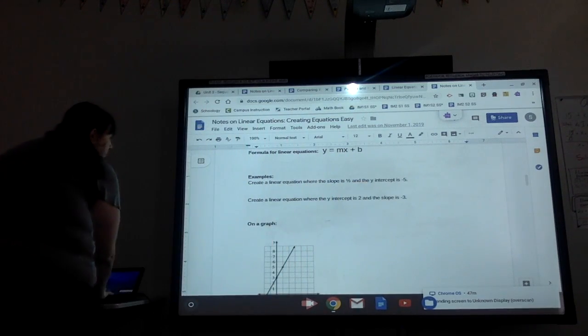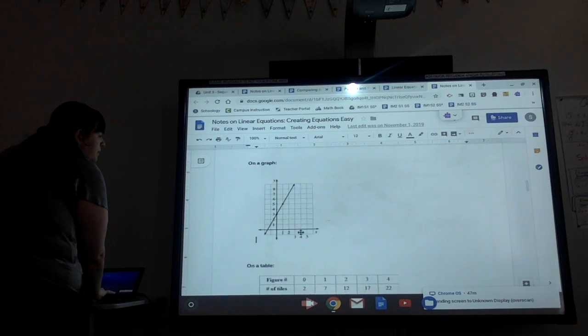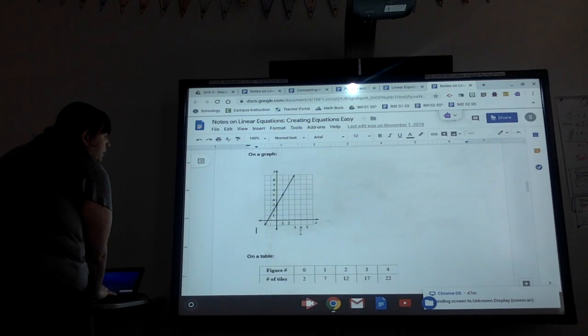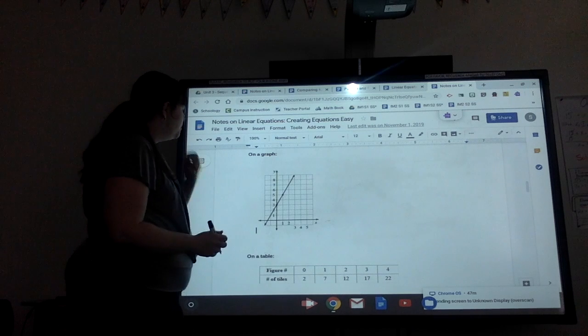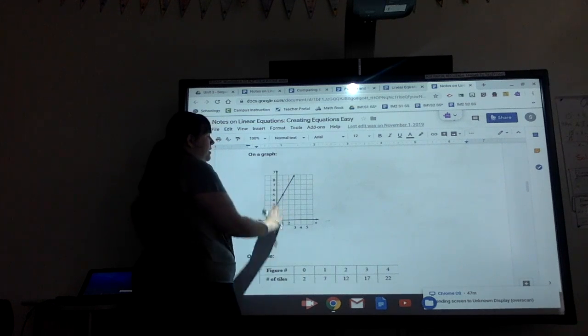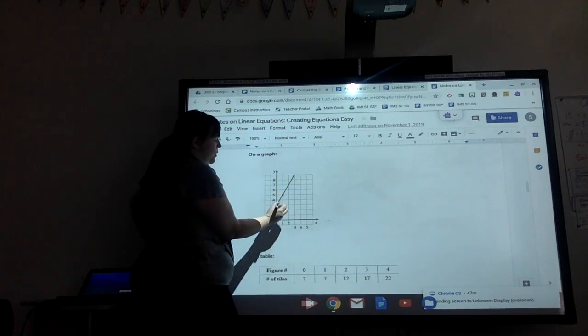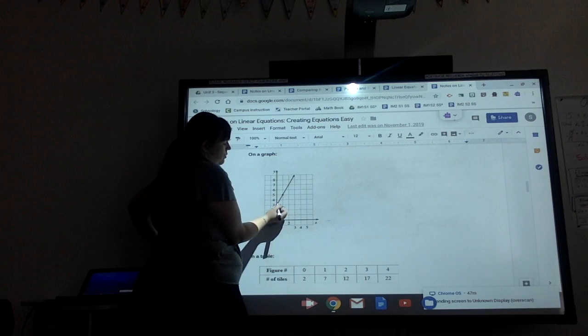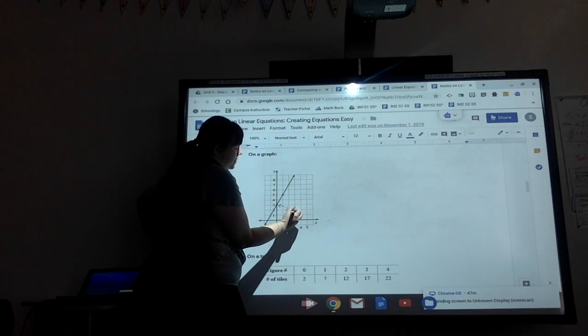On a graph, remember the y-intercept, the starting amount I told you earlier, was when x was 0. And x is 0 means it doesn't go left or right, which means it's on this line. Y-intercept also means cross y. So in this case, this 3, where it's crossing the y-axis, is the y-intercept.